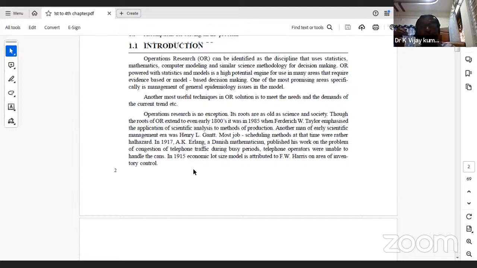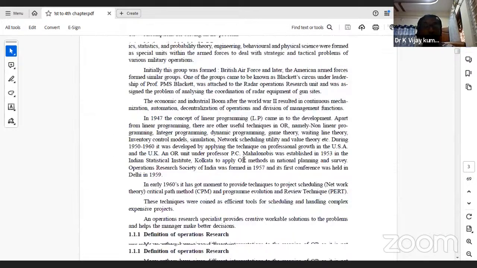A.K. Erlang, a Danish mathematician, published on the problem of congestion of telephone traffic during busy periods. Telephone operators must be available to handle peak times. In 1915, the economic lot size formula was attributed to F.W. Harris for inventory control. These are the basic fundamentals. I am not going through all of this.